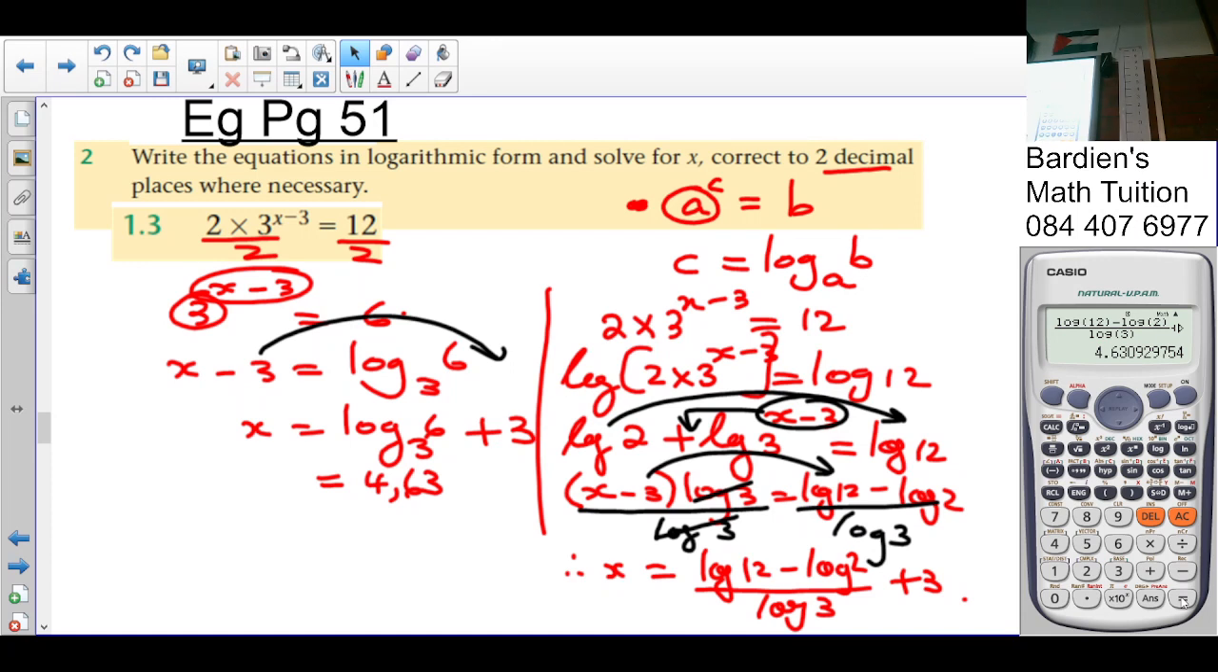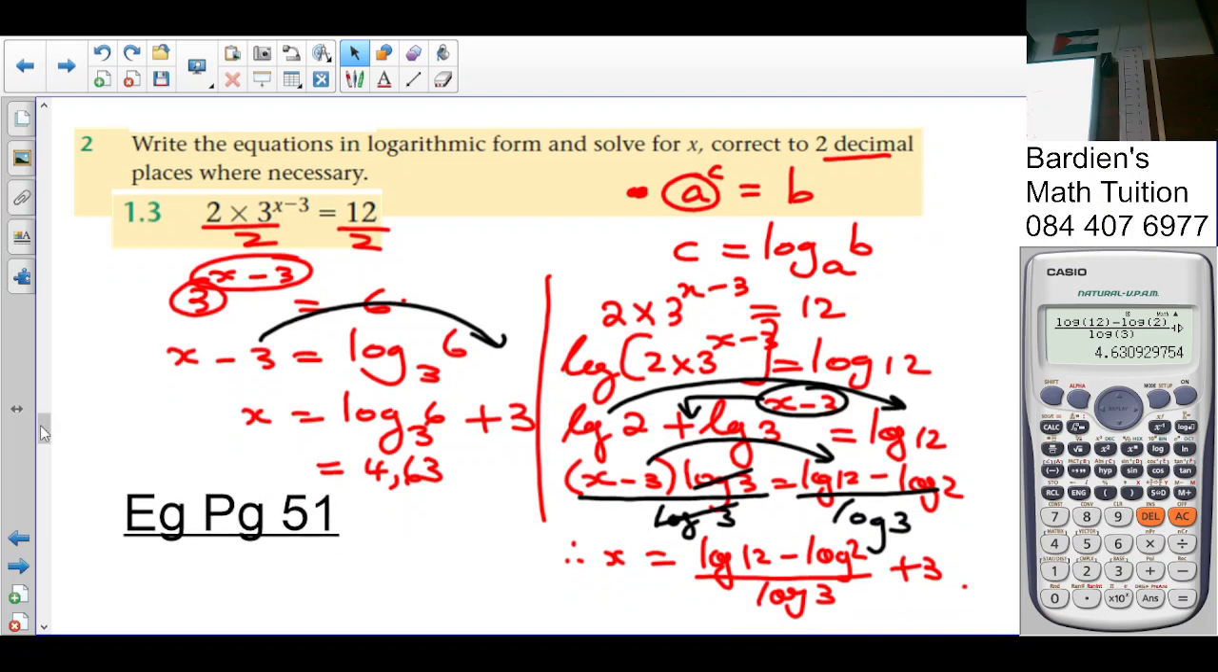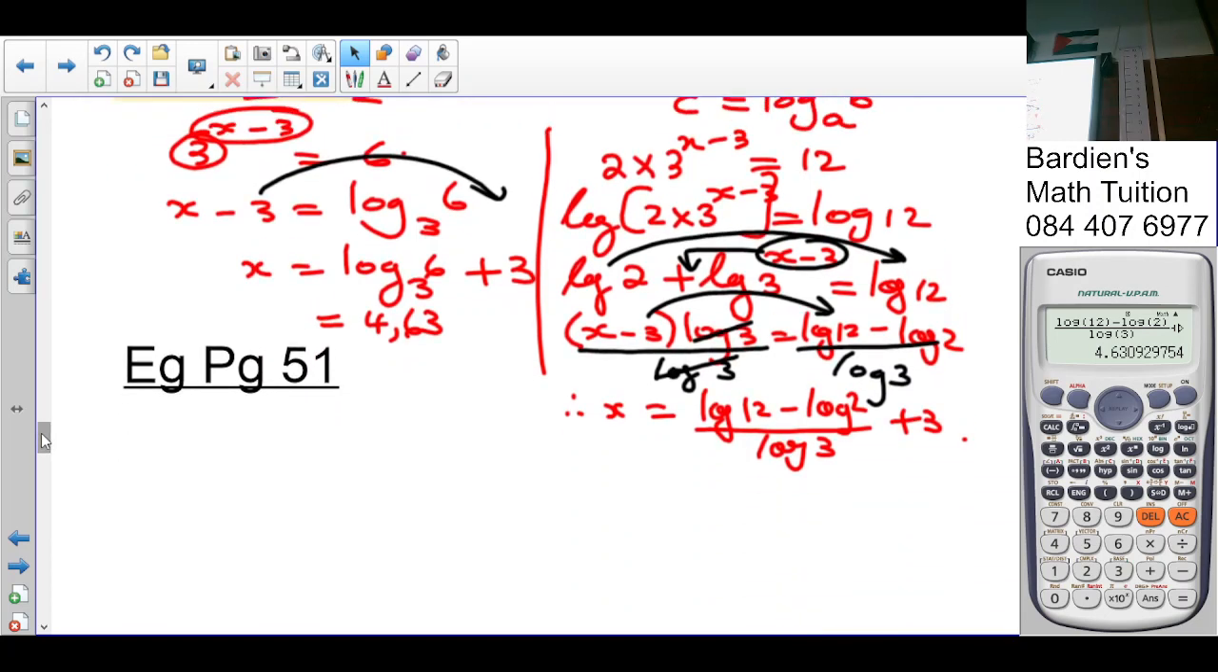4.63. So again, I think the first method is fairly simple enough, just to first get it in that form and then change it to logs.